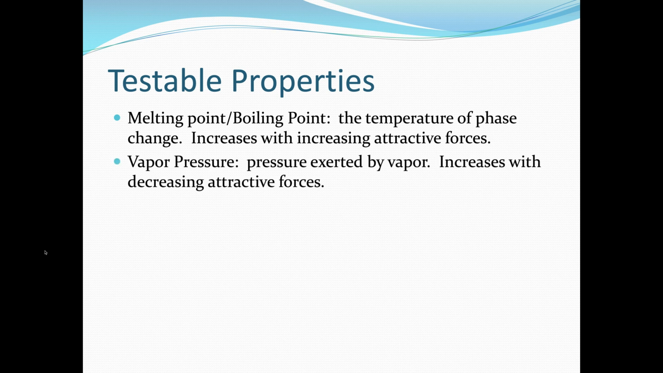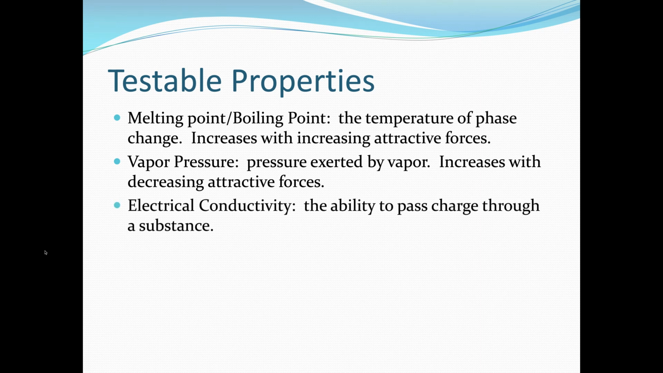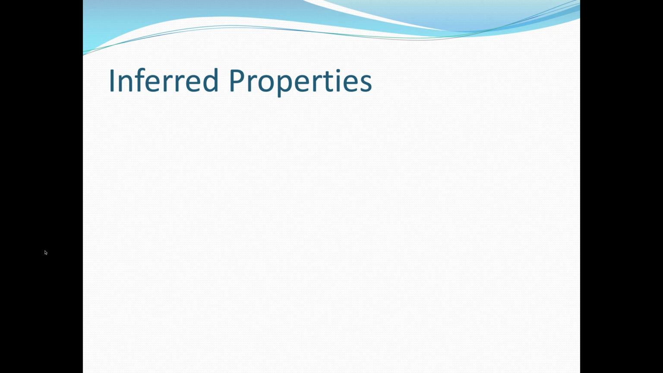Vapor pressure. This is pressure exerted by vapor, and as attractive forces get weaker, more vapor is produced, therefore producing more pressure. Electrical conductivity is the ability to pass charge through a substance, like passing water through a garden hose. Some substances easily pass electricity through them, others resist passing electricity through them.